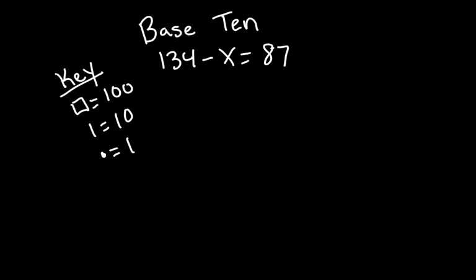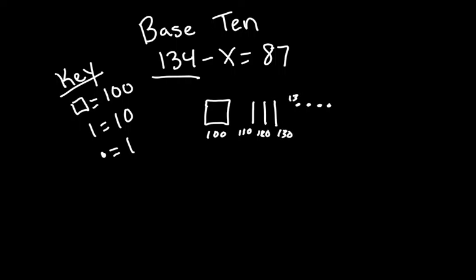First things first, I'm going to represent 134. So I need to have a square for 100, 3 10s for 30, and then 4 1s for the 4. So I have 100, 110, 120, 130, 131, 132, 133, 134.